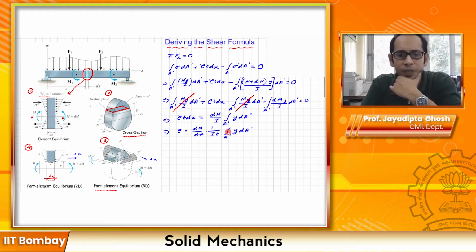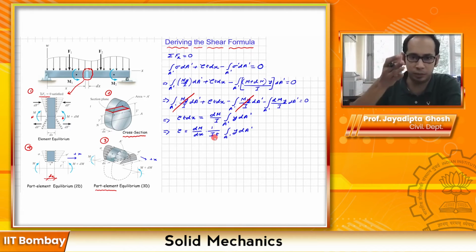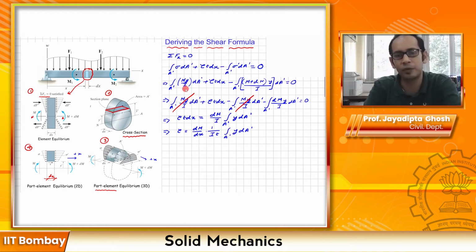So tau becomes something like this over here, that is dM/dx times 1 divided by I, which is the area moment of inertia of the whole section. Remember, it is of the whole section, because we have written sigma equals My by I, and when we had derived this for pure bending, this I was for that entire section over there, times t, that is the thickness of this beam section at that point over here, right? Integral over the entire area A prime of y dA prime, that is there.